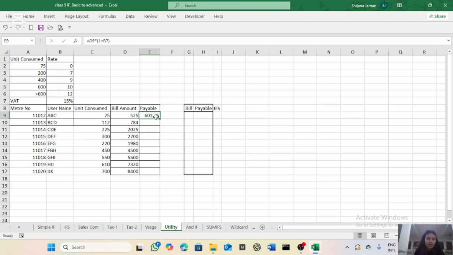Now we fill the series. Before filling the series, we have to freeze it. We freeze only the B7 cell. Press enter and fill the series. Yes, this is our payable and this is our bill amount.